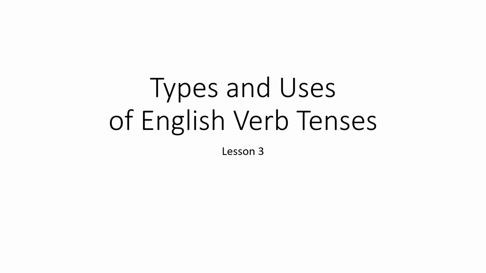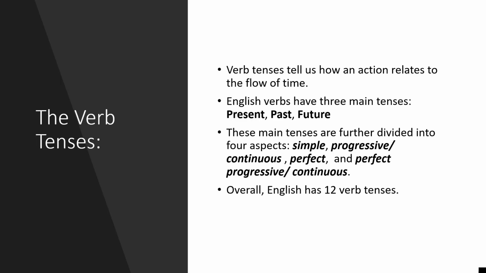Lesson 3 is about the types and the uses of English verb tenses. What are verb tenses? English verb tenses tell us how an action is related to a certain period of time. English has three main verb tenses, mainly the present, the past, and the future tenses.